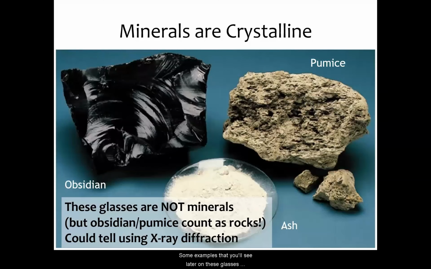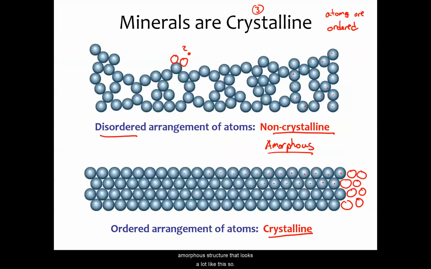Some examples that you'll see later on, these glasses. Obsidian is a glass, pumice is made of tiny little glass shards stuck together, and ash, this dust. None of these are minerals because they all have an amorphous structure that looks a lot like this. So some examples of a structure like this would be obsidian, the pieces in pumice, and the sediment, the little bits anyway, that make up ash.